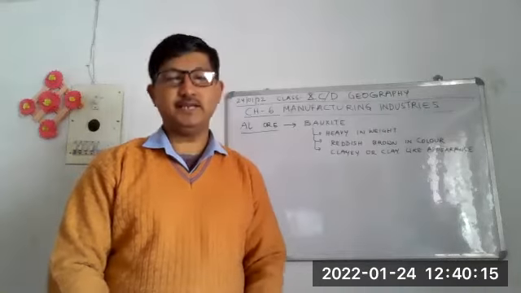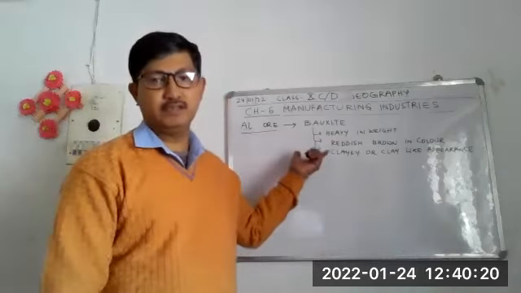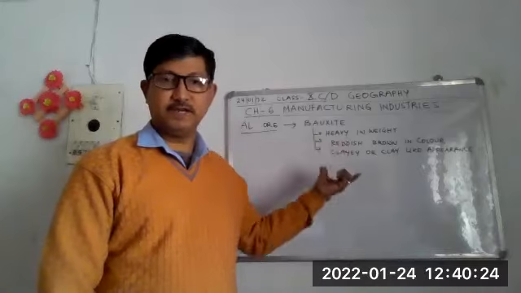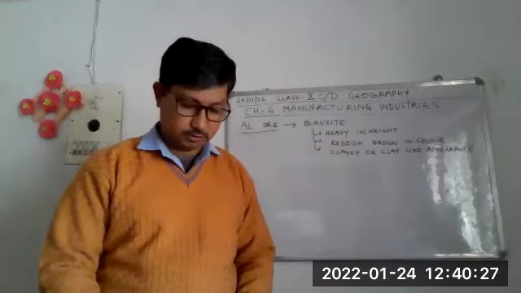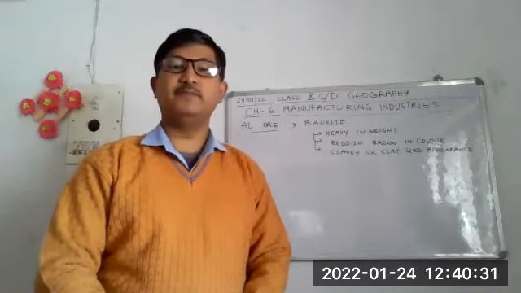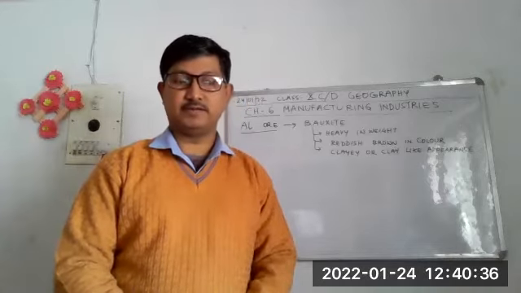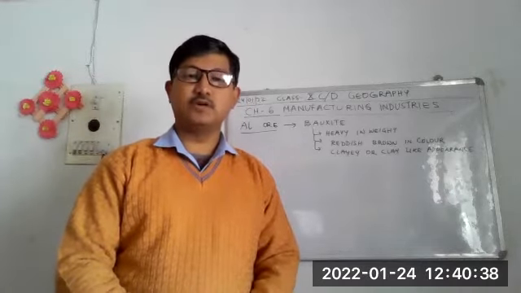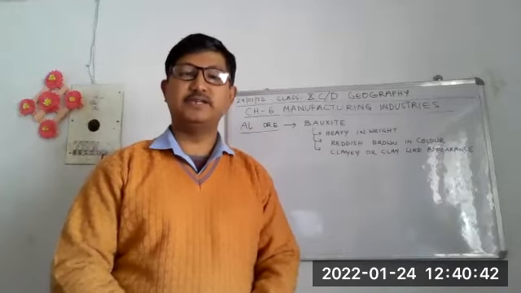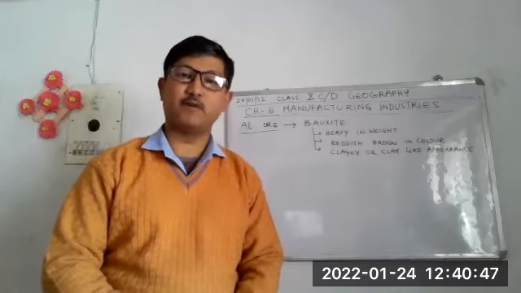Another one is, like any other industry, it needs raw material, and the raw material in this case is bauxite. Bauxite being very heavy, transportation cost will also increase if the industries are located away from the aluminium ore or bauxite. So, two conditions which are essential for location of an aluminium industry are, number one, power supply, and number two, availability of raw material.